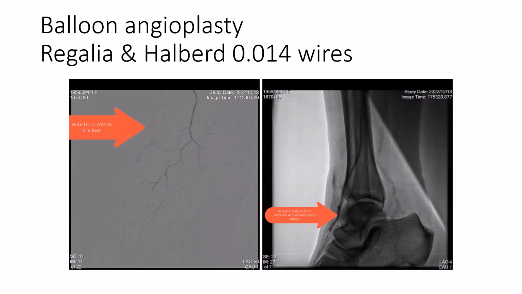Diagnostic angiography by the ipsilateral approach showed probable total occlusion before the dorsalis pedis artery. We decided to attempt recanalization of the chronic total occlusion in the distal anterior tibial artery to the dorsalis pedis artery to establish one straight line flow to the foot. Crossing of the occlusive lesion using the coronary technique with 0.014-inch guide wires, Regalia and Halberd, supported by a 2 mm OTW balloon was unsuccessful to pass from the anterior tibial artery to the dorsalis pedis.